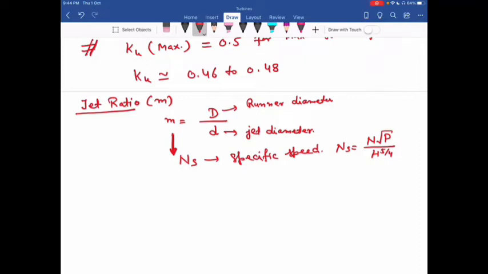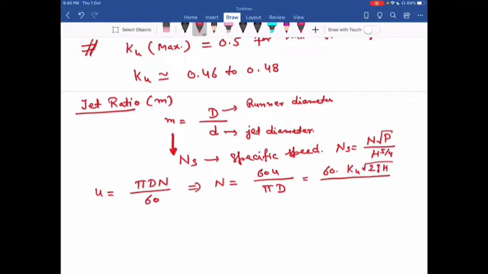You can see that u, the tangential velocity, is equal to pi D N divided by 60. So from here I can calculate N as 60 u divided by pi D. Now further, u in terms of speed ratio, I can write it as 60 into Ku under root of 2gH divided by pi D. So this is the value of N I have.